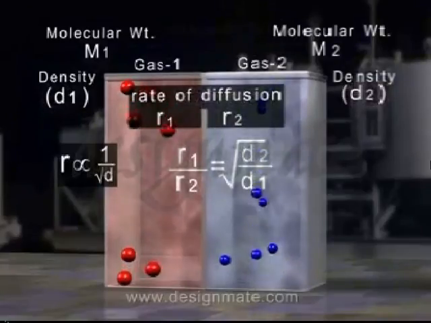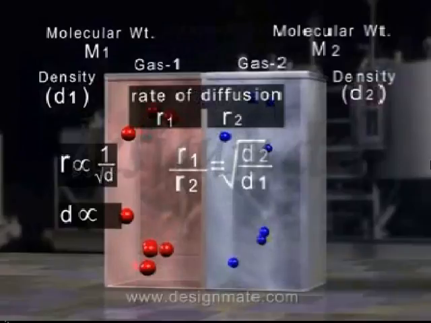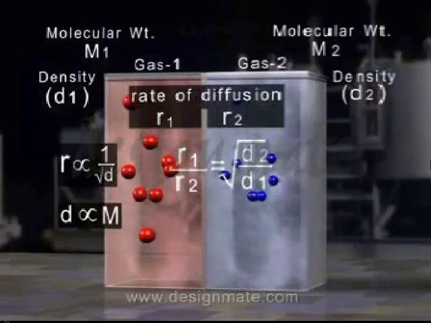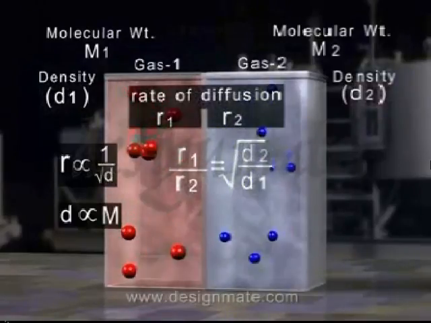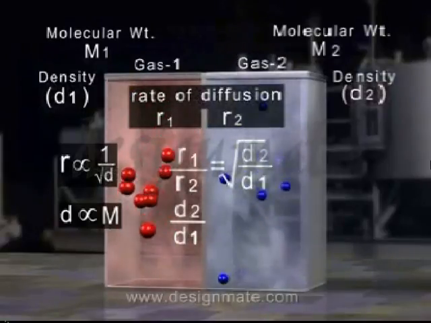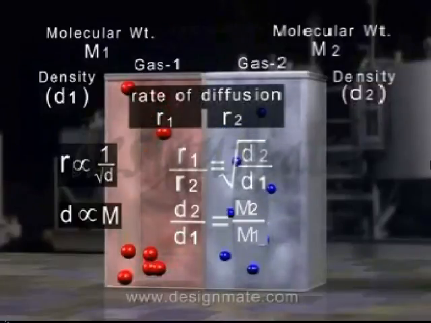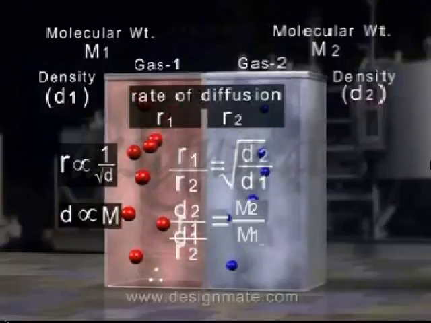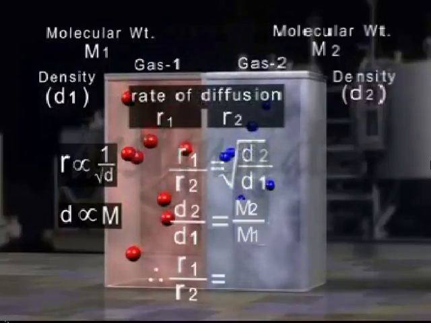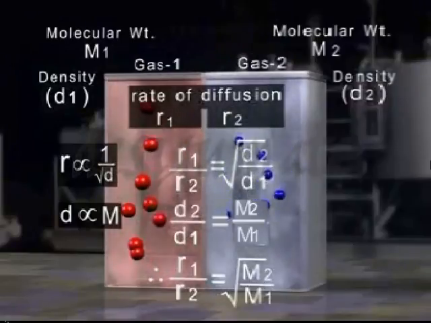The density of a gas D is directly proportional to the molecular weight M of the gas. The ratio of densities of different gases measured at the same temperature and pressure is equal to the ratio of the molecular weights of those gases. Therefore, R1 upon R2 is equal to square root of M2 upon M1.